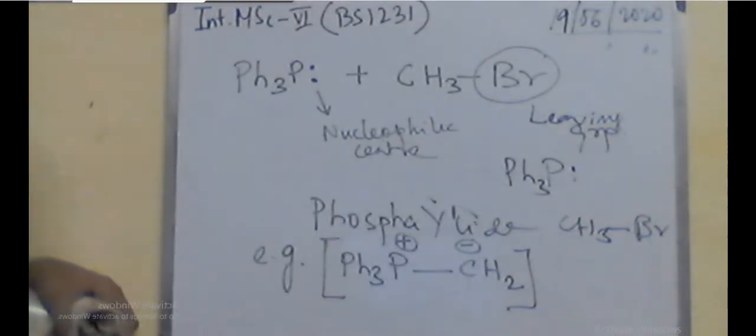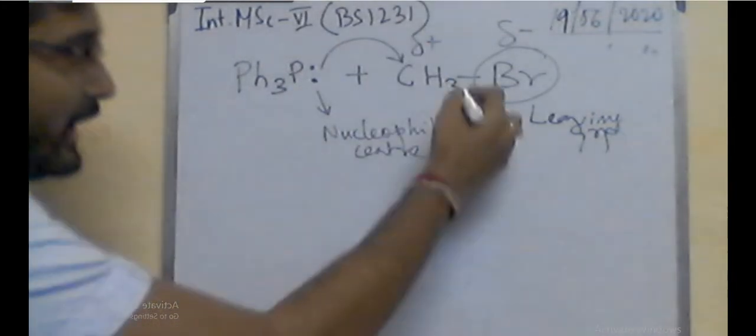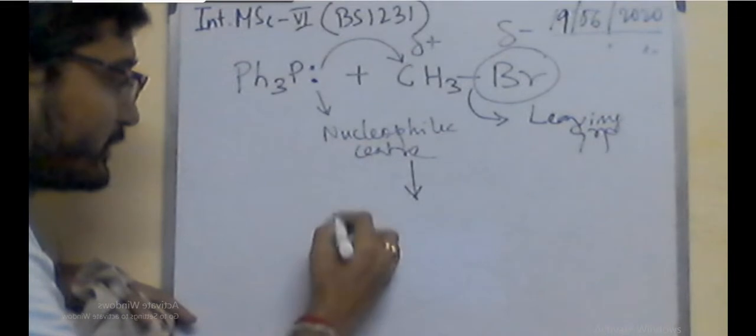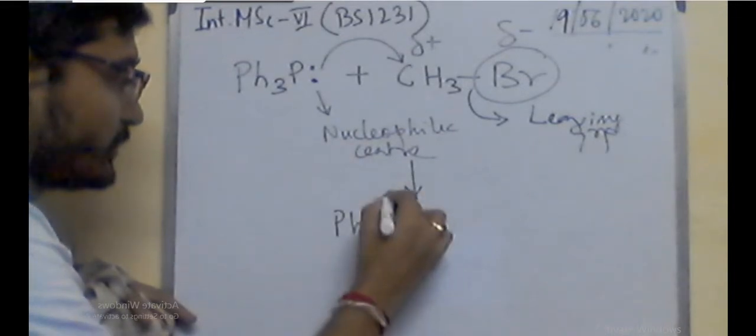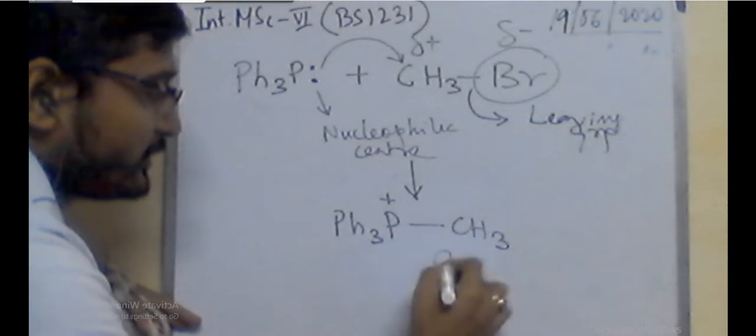As in a substitution reaction, this is the leaving group and this is the nucleophilic center. This carbon is delta plus and bromine is delta minus, so a partial charge distribution is there. The nucleophilic center attacks the partially positively charged electrophilic carbon, and simultaneously bromine leaves as Br minus. It will generate Ph3P plus CH3, and Br minus resides as a counter anion.